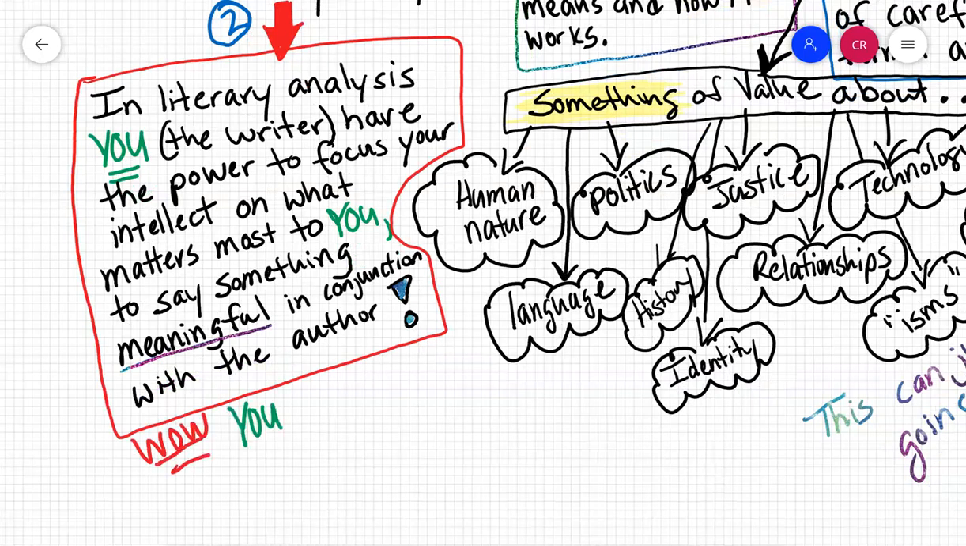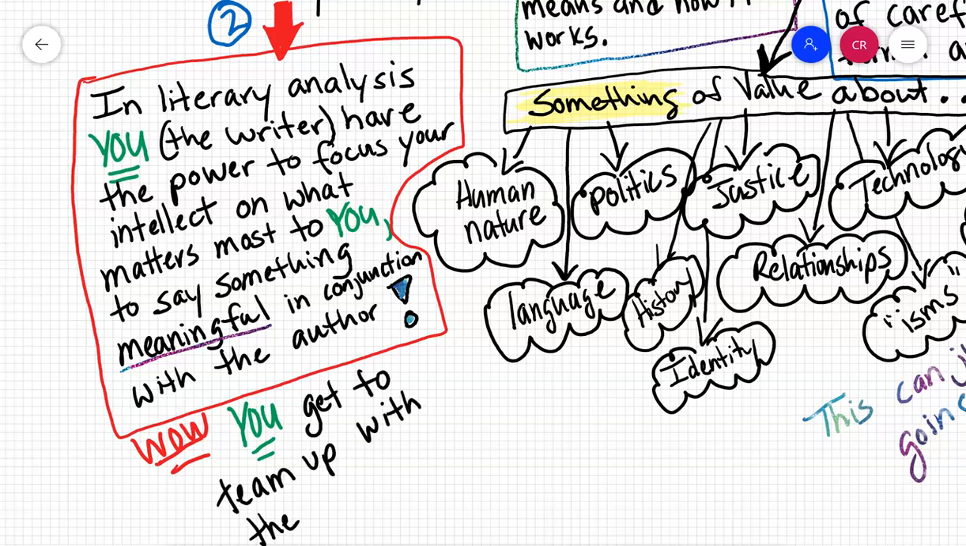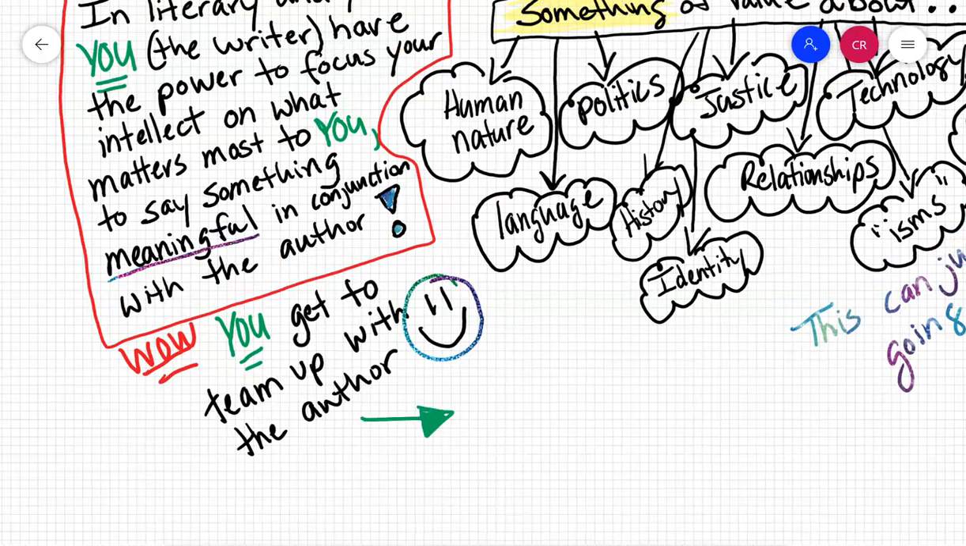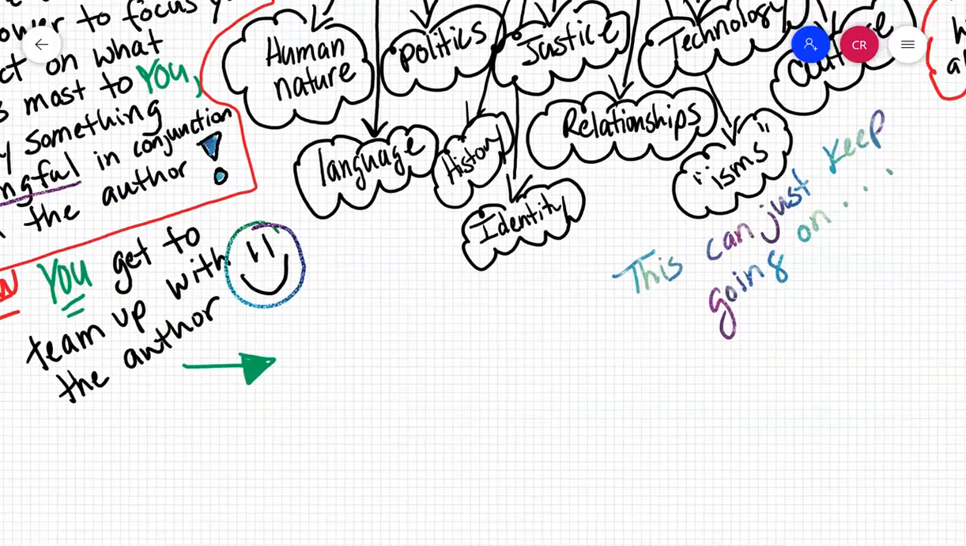This is awesome. If you think about the power that this gives you, you get to team up with the author. This is really exciting. I find this very exciting because you read something, you take it in, you have all these ideas about it, and then you get to use your intellect and think, what matters to me? Is there something that I want to say that's meaningful? And you team up with the author to do this. So the question is, how are you teaming up with the author?